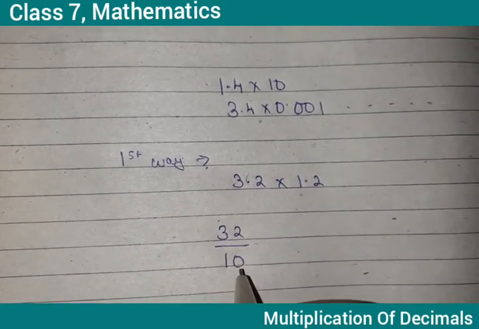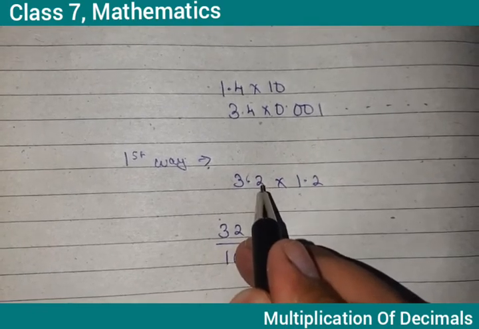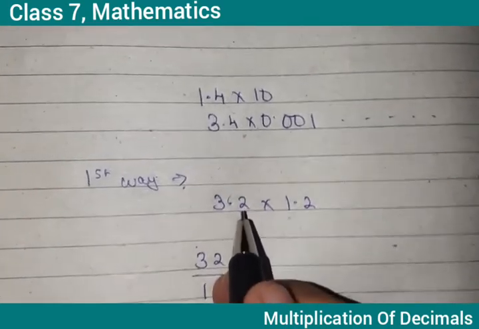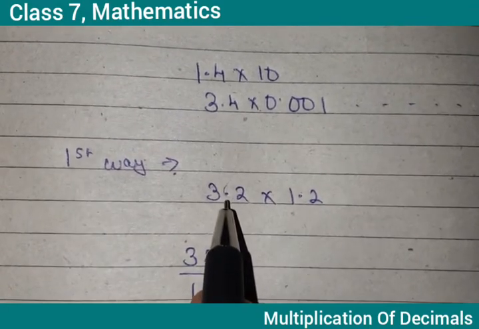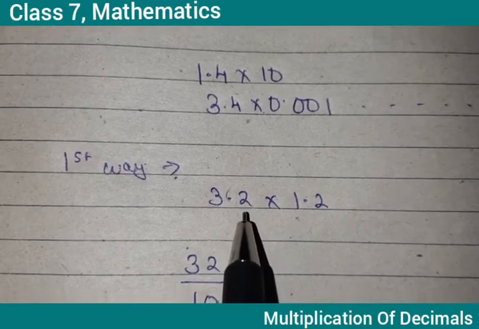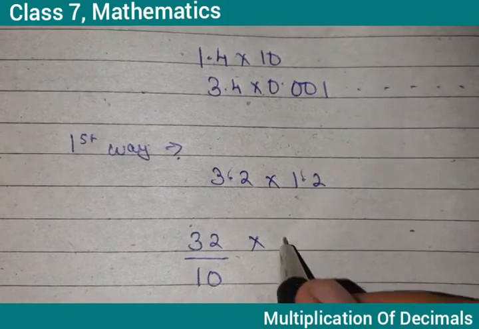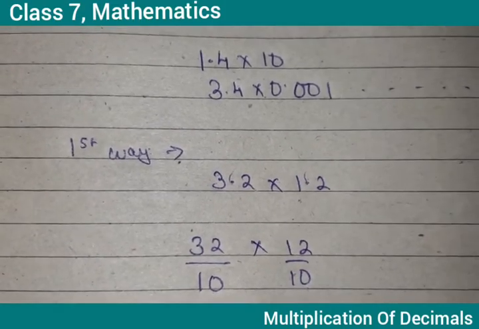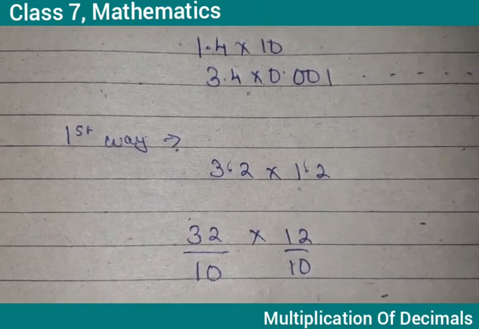Why 32 upon 10? Why not 100? Because after decimal there is only one digit. This we have done in earlier classes also. In my earlier lecture also I have told you, the digits which are present after the decimal, we need to insert the same number of zeros. Now since here was just one digit, so 32 upon 10 into, remove the decimal, 12 upon 10. Now we can simply solve it. The first method is remove the decimal and solve it.